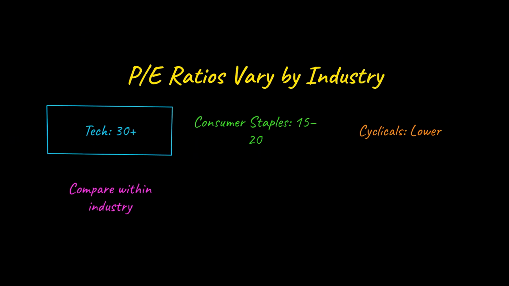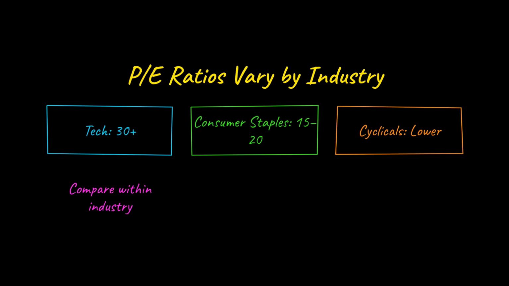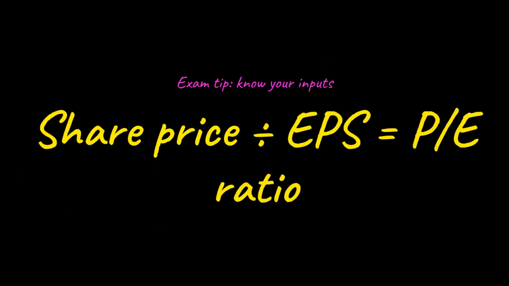Interpretation always requires industry context. High-growth technology firms often carry PE ratios above 30, while mature consumer staples sit between 15 and 20. Cyclical industries trade at lower multiples due to earnings volatility. Comparing PE ratios within an industry, or against a company's own history, is far more meaningful than cross-industry comparisons. The exam shortcut is straightforward. If a scenario gives you share price and earnings per share, you're looking at the PE ratio. Don't confuse it with return on assets, which uses net income and total assets, or debt to equity, which involves liabilities and equity.